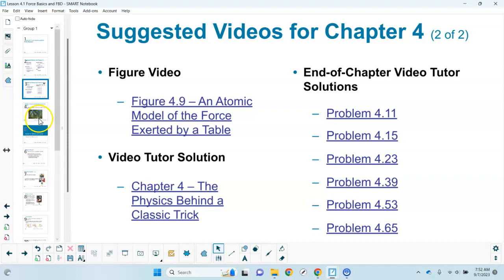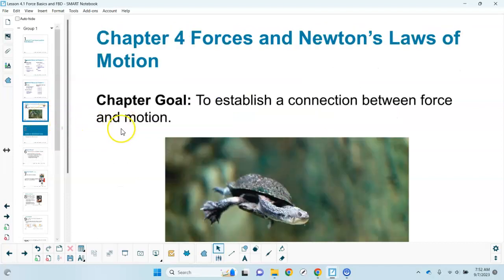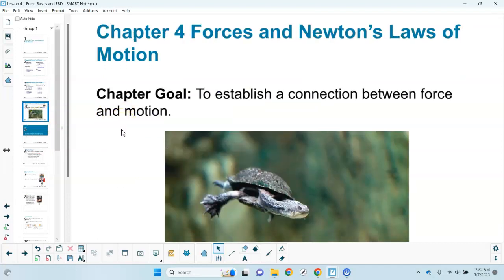So I'm going to talk to you about a couple things, and the main goal of this whole chapter is to tie in the idea of how forces affect motion. In the last unit we studied motion and how things move and describing how things move, and forces are really the reason why things move. So the application of force is what causes the change in motion of an object.